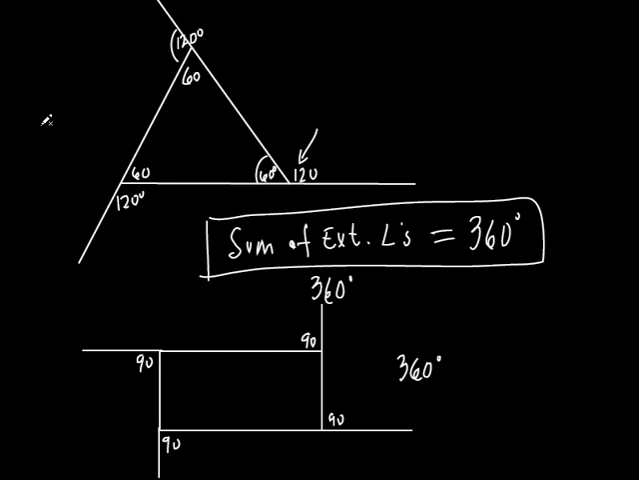So all the exterior angles of any polygon at all are always going to add up to what? To 360 degrees. Isn't that interesting? But if I had a 1,000-sided polygon, the interior angle sum is going to be huge. It's going to be 998 times 180, whatever that is. So the interior angle sum is going to be gigantic, but the exterior angle sum stays the same.